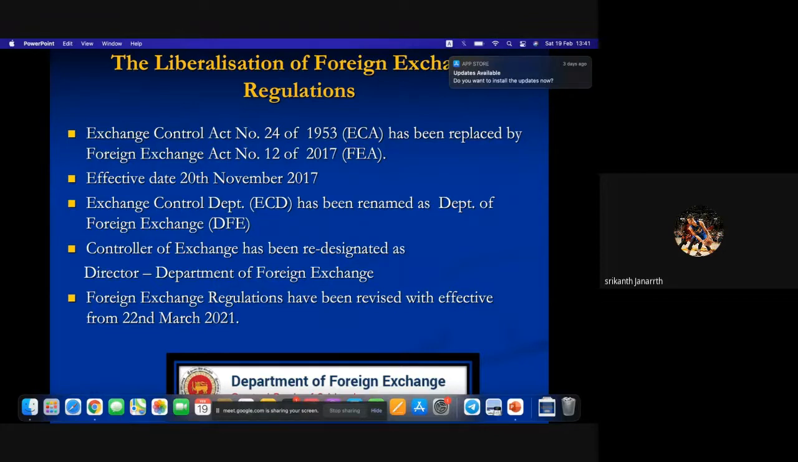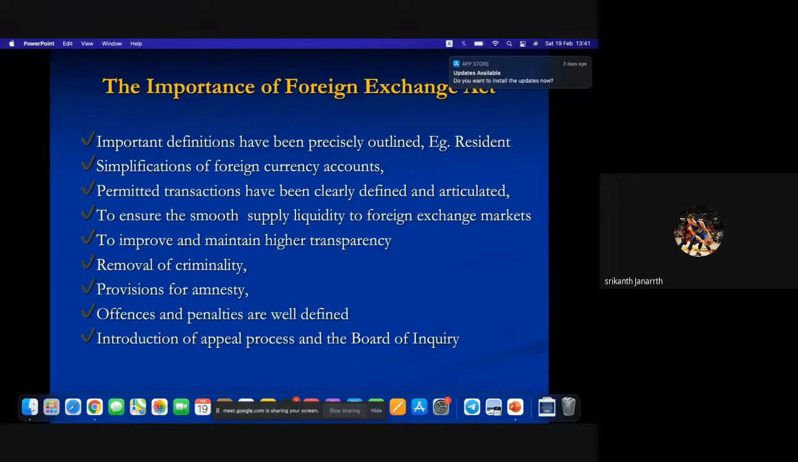Then we should know why it's important. The Foreign Exchange Act, why is it important, right? So you should know why it is important. When you look at the Exchange Control Act, it had so many accounts that were permitted to open, right? That's a very old act, right? It's from 1953, more than 60 years, more than 64 years old. So that act was prepared during that period.